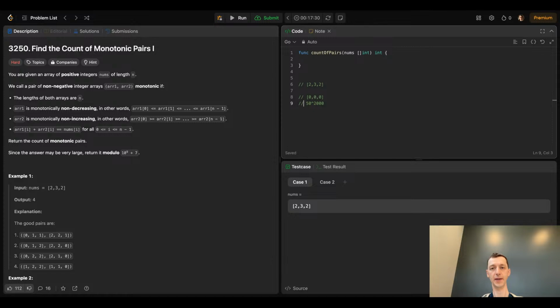Just to give you an idea, that is 10 to the power of 2000. So that is a number with 2000 zeros. Now I see why they're saying this may be very large. Okay.